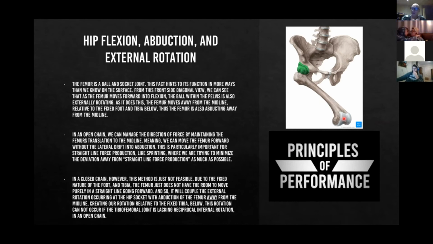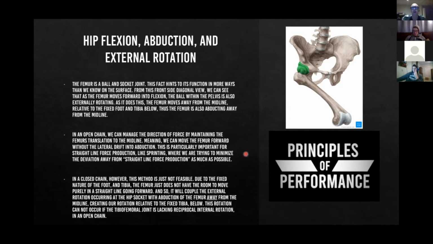If I'm missing internal rotation at the tibia, I will spin the foot, as Michelle rightly pointed out. In an open chain, we can manage the direction of force by maintaining the femur's translation to the midline. This is important to understand as well, meaning we can move the femur forward without the lateral drift into abduction. So if you were to stand on one leg and lift your leg and keep it in a straight line, you can mitigate the abduction, but you are still flexing and you are still externally rotating within the socket.